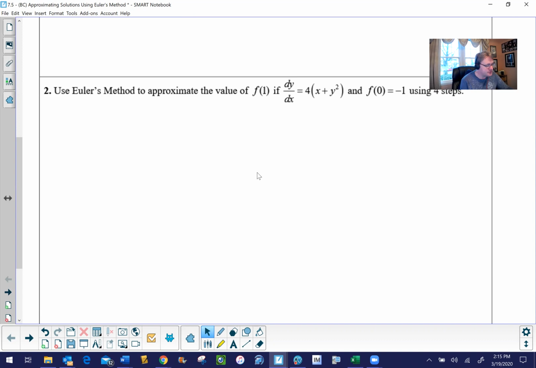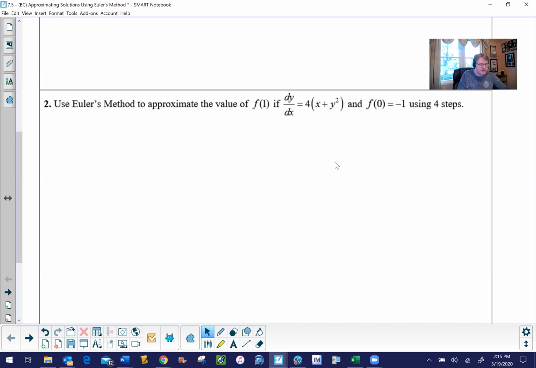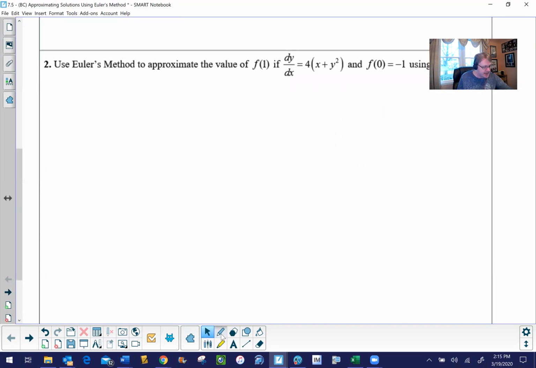So for number 2, it says use Euler's method to approximate the value of f of 1 if your differential equation is dy/dx equals 4 quantity x plus y squared, and f of 0 is -1, using 4 steps. It is a complete choice up to you if you'd like to set up your table the way that I do. You have an ordered pair, x followed by a y, and then a derivative value that you will have to use. And after that, it's pretty much your tangent line equation. That's going to make up the rest of this chart.